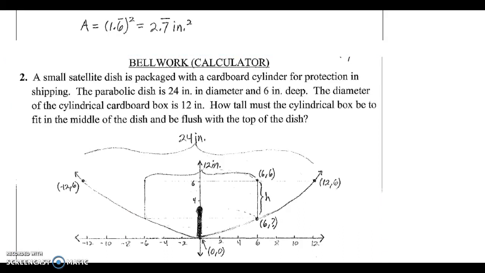So we have a small satellite dish that is packaged with a cardboard cylinder for protection and shipping. The parabolic dish is 24 inches in diameter, 6 inches deep. The diameter of the cylindrical cardboard box is 12 inches. How tall must the cylindrical box be to fit in the middle of the dish and be flush with the top of the dish? So it's a little bit hard to see some of my markings here, but I drew a parabola shape to represent the dish.